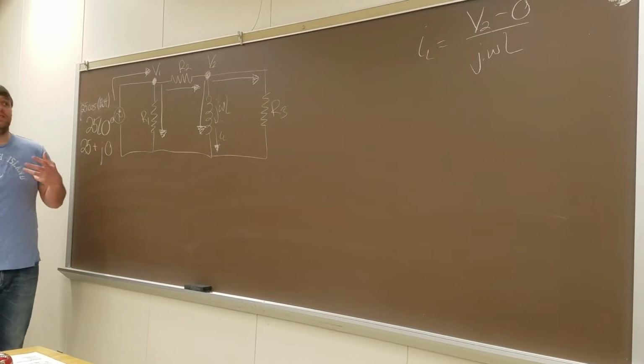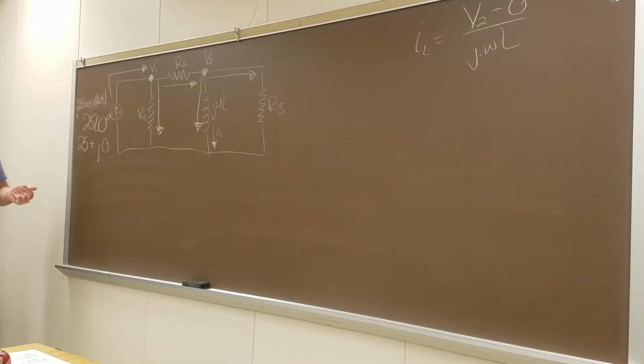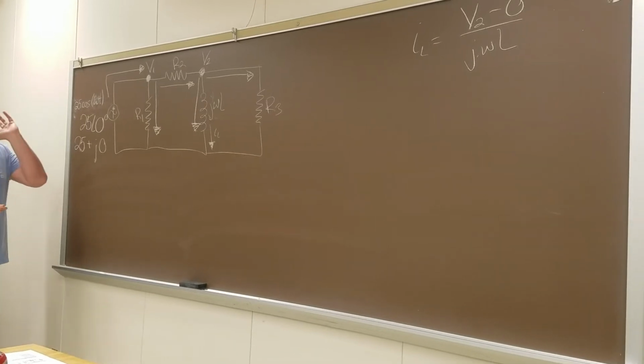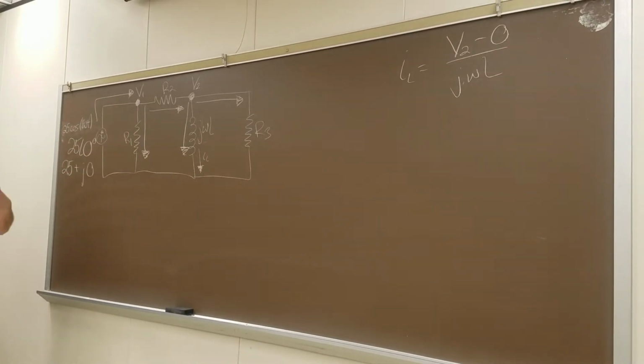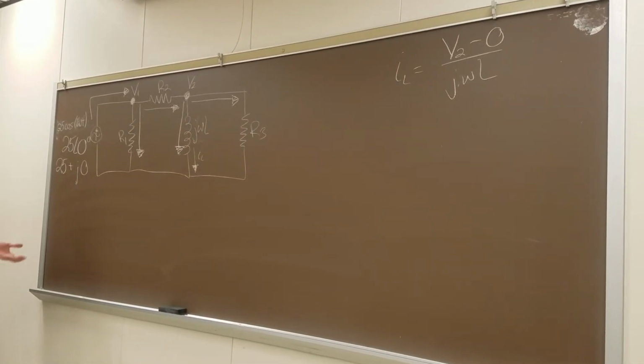Okay? The next steps are to set up a system of equations. All right? So my first equation, looking at node 1, I'm doing KCL. I want to look at the sum of the currents going in and the sum of the currents going out, and they have to be equal to each other.